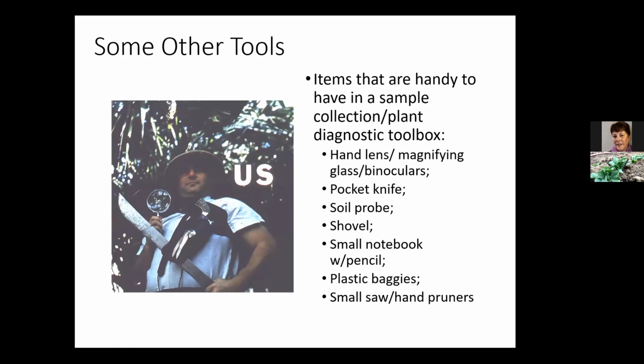So some of the things that are handy to have if you are working with plants and you're trying to look at different things: a hand lens or a magnifying glass, binoculars even, so that you could see maybe the tops of the trees or what's going on up there. A pocket knife to dig around or to maybe cut branches off. A soil probe, or a shovel can also double as a soil probe. A small notebook with a pencil is always good to have to take notes.